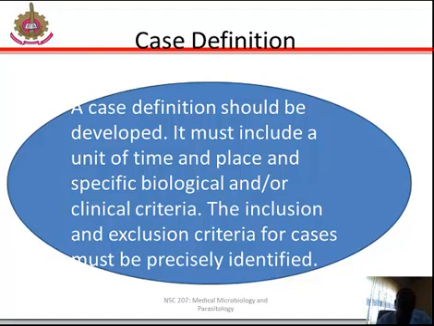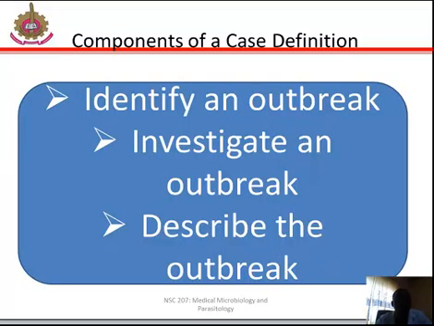I talk of case definition. This must be developed, which may include units of time and place, specific biological and clinical criteria. The inclusion and exclusion criteria for cases are precisely identified. And what are components of this case definition? It means you want to report on an outbreak. What you do is that the first thing, identify an outbreak, investigate that outbreak, and then describe the outbreak. That will give you a clue to forming your case definition.